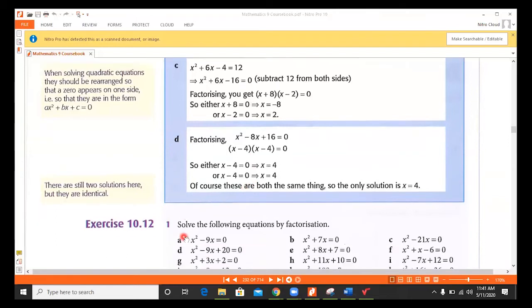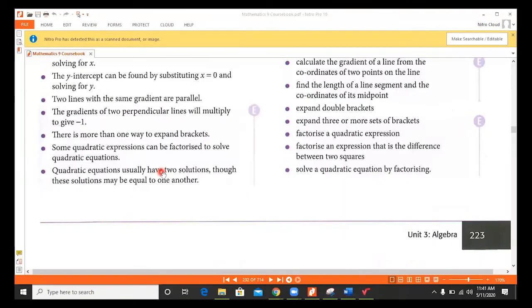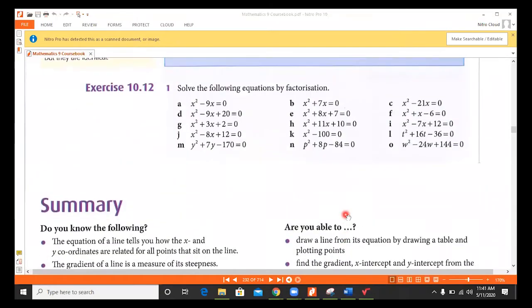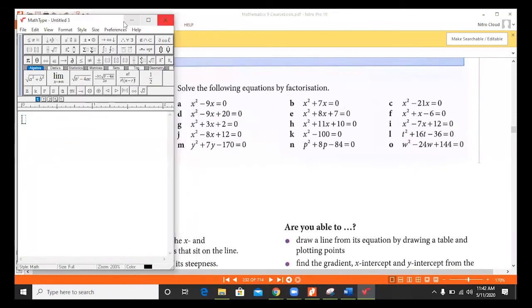There is only one section of exercises, 10-12 in your book, on page 223. Here there are approximately 15 quadratic equations that we are going to go through, to see how we solve them by using factorization as a method. Let's have a look and solve some of them. First of all, let's choose some of the problems.